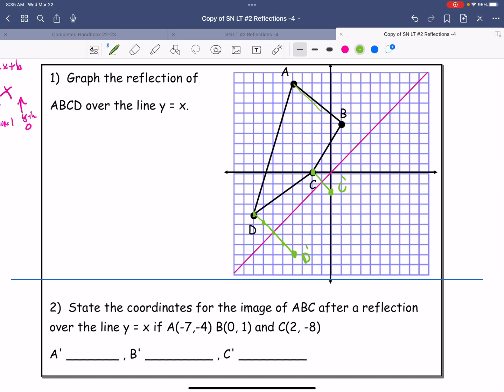1, 2, 3. That's 3.5 diagonals for A. Half, 1, 2, 3, 4, 5, 6. I'm getting A prime right there. B prime is 1, 2, 1, 2. Here's B prime. So let's graph this.